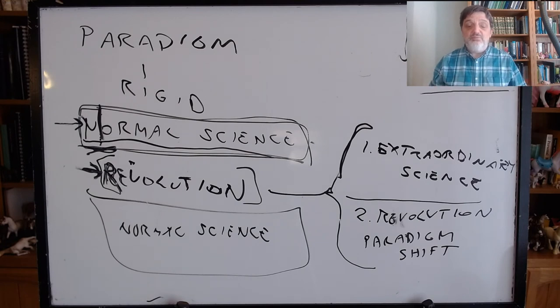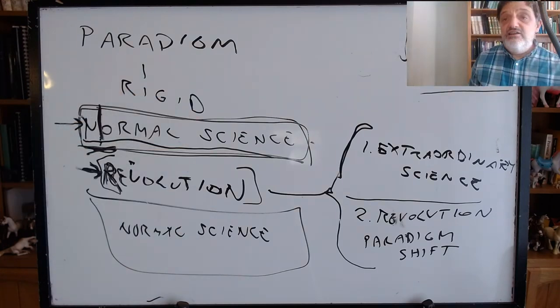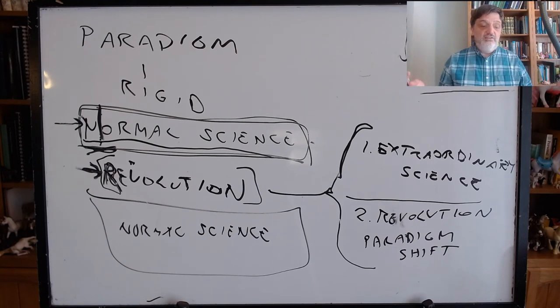But at some point, and that's when the extraordinary science takes off, one of those anomalies starts to seem really urgent. And the first phase, if these really are two phases, is that the whole field starts to fixate on this one problem, but so far they're still treating it as a normal puzzle to be solved in the normal way. So the old paradigm is still firmly in control.